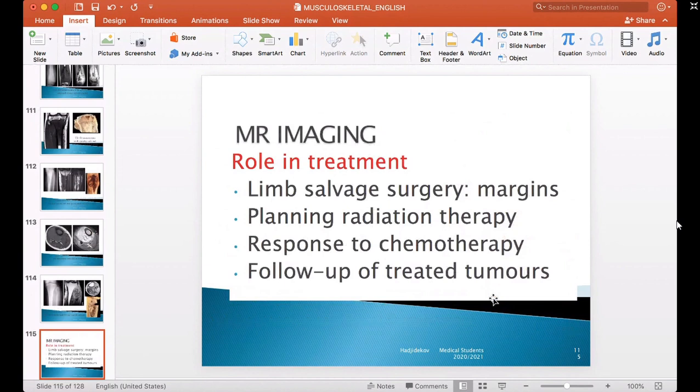And MRI also plays an important role for treatment, because with MRI we can say whether there is any possibility of limb salvage surgery. What about the margins of the resection?